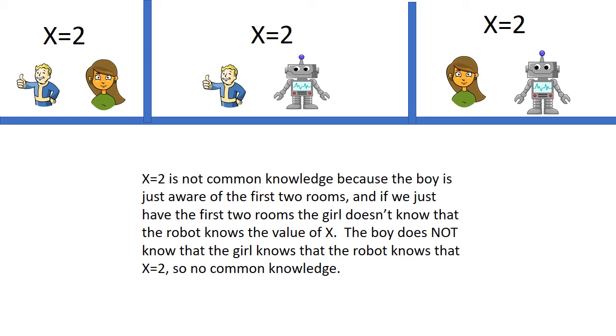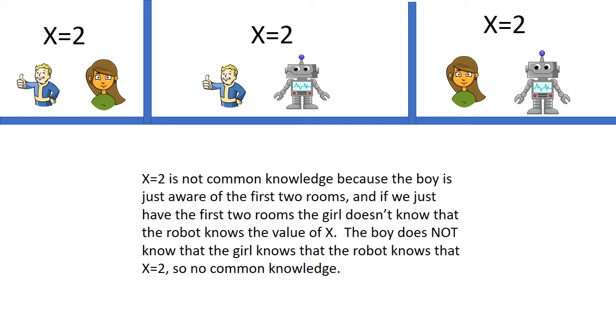Now, if the boy is going to try to model what's going on in the girl's brain, the boy says, what do I know is going on in the girl's brain? The boy will say, well, look, it's possible that the only thing the girl sees is the first room. So the boy's model of what the girl's thinking is going to be, well, all I'm sure of is this girl is in a room with me and sees a sign saying x equals 2. But I have no reason to think that the girl thinks that the robot thinks that x equals 2, because the boy is unaware of the existence of the third room.